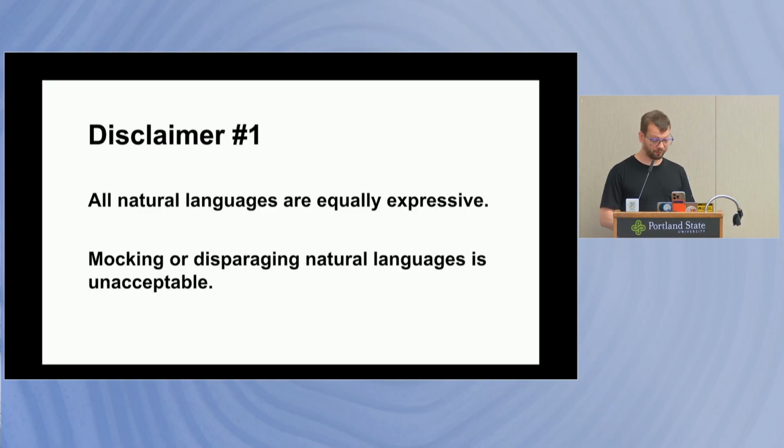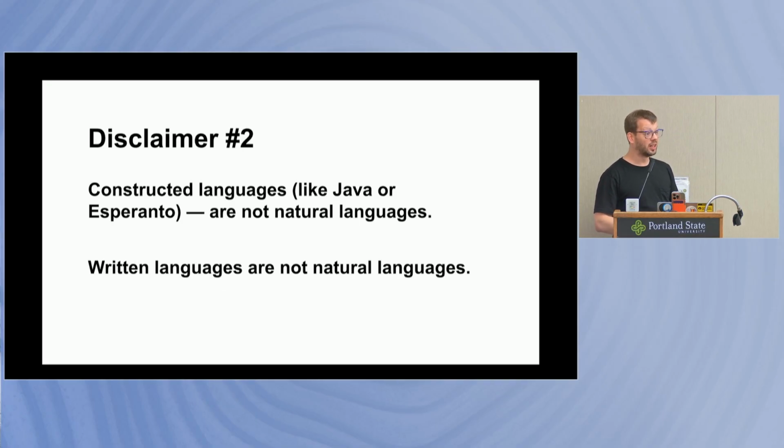So we're not going to do that. Now, that being said, constructed languages like Klingon or Esperanto are not natural languages, and written languages are also not natural languages. What that means is we can feel free to make fun of Java or PHP or whatever our least favorite programming language is, and we're not hurting, well, we might be hurting somebody's feelings, but it's not an inherent quality about themselves that they can't change. So I'm going to say that's okay.